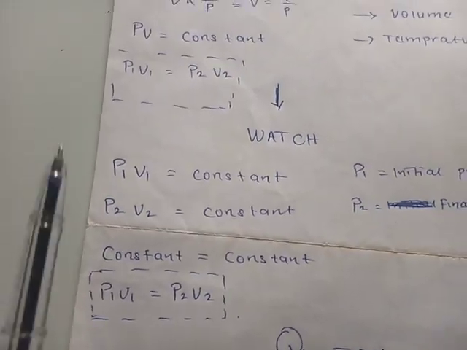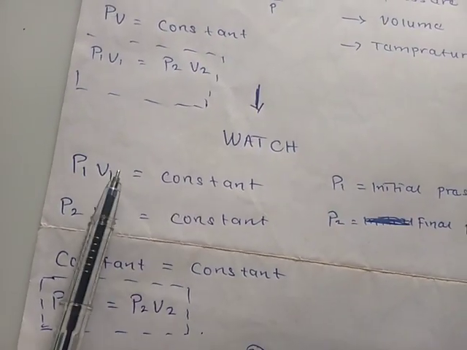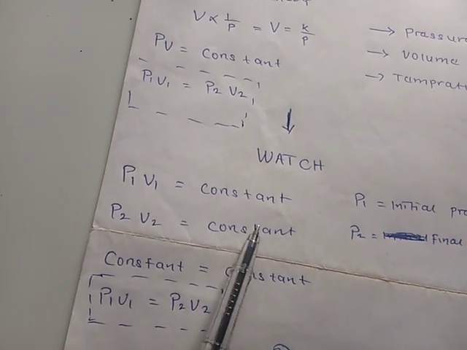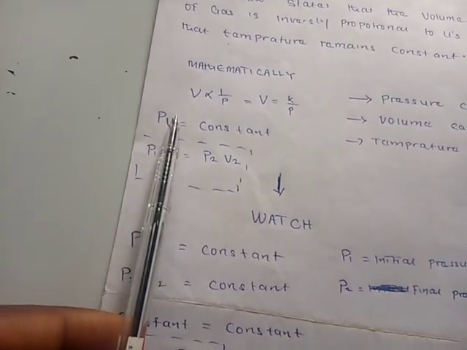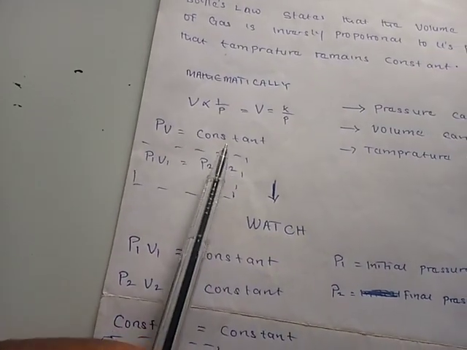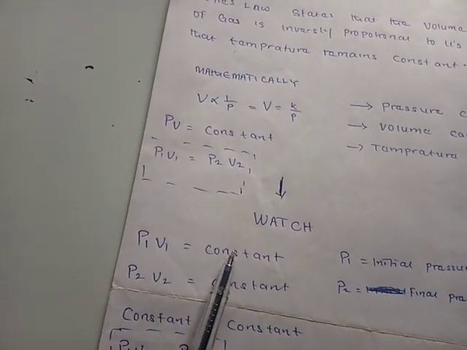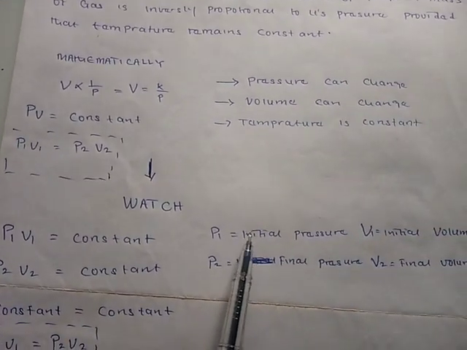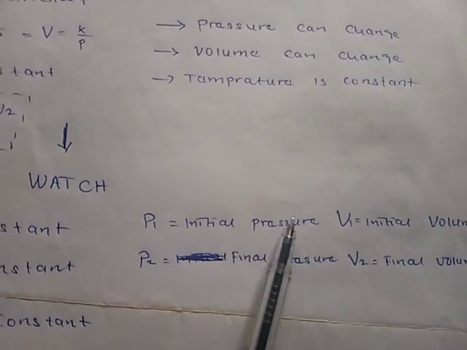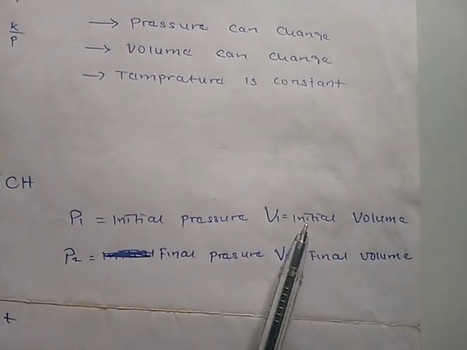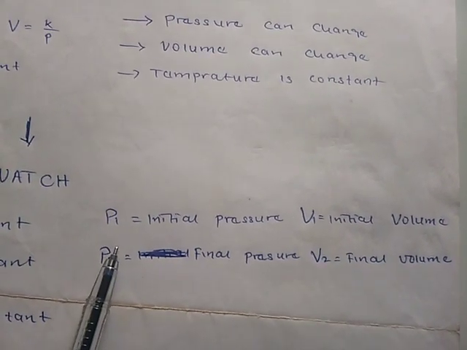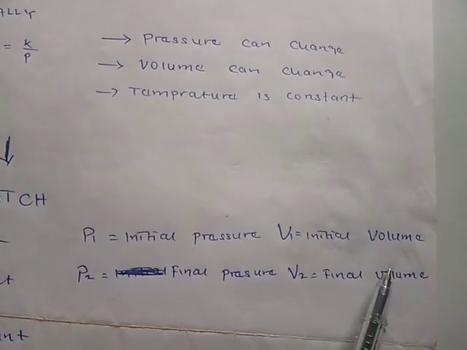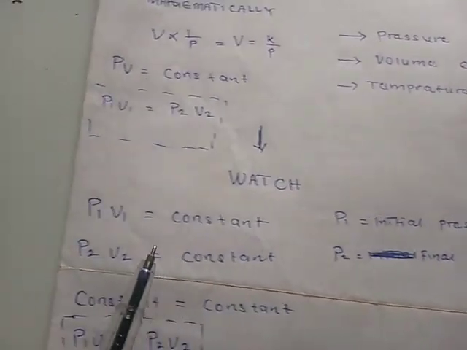Now, let me teach you. If you watch here, you're going to see that P1V1 equals constant, and P2V2 equals constant. That is gotten from PV equals constant. So P1 is the initial pressure, V1 is the initial volume, P2 is the final pressure, and V2 is the final volume.